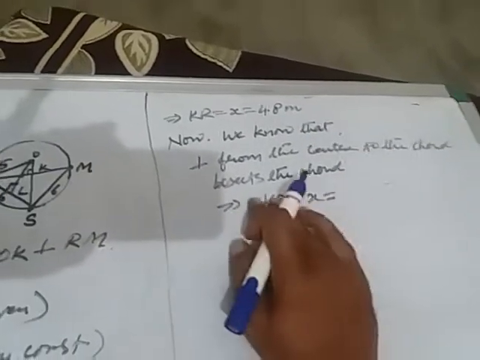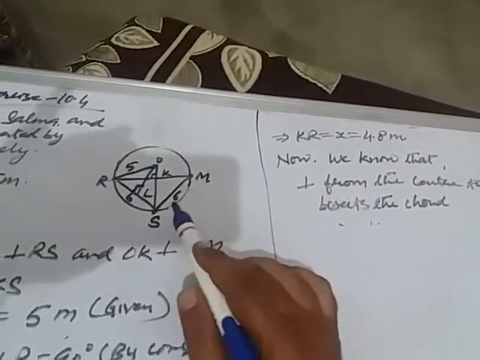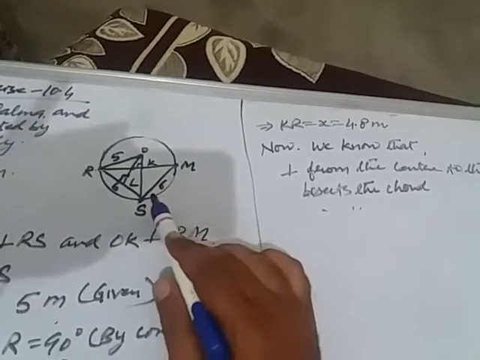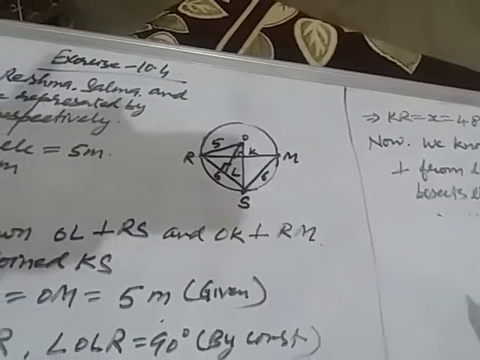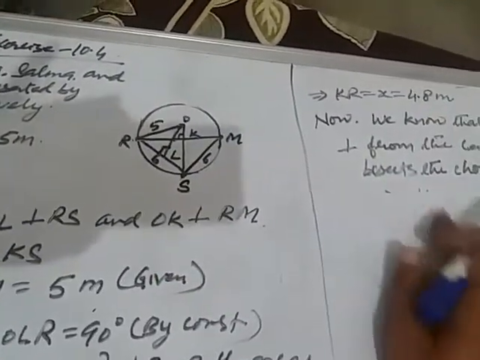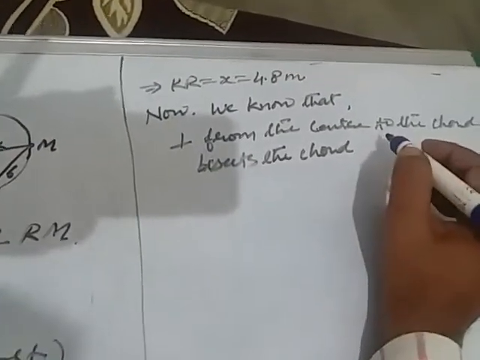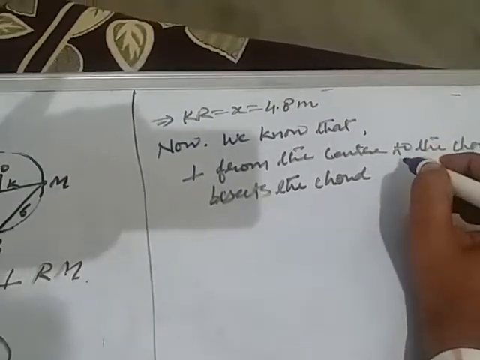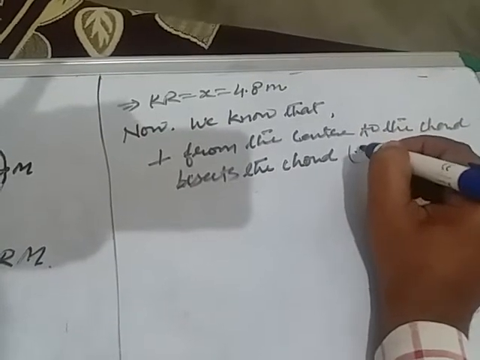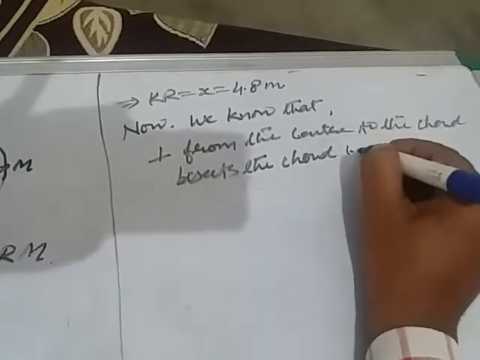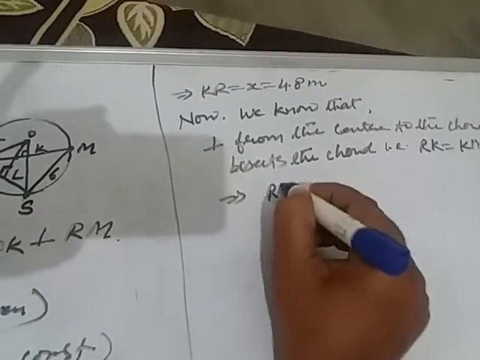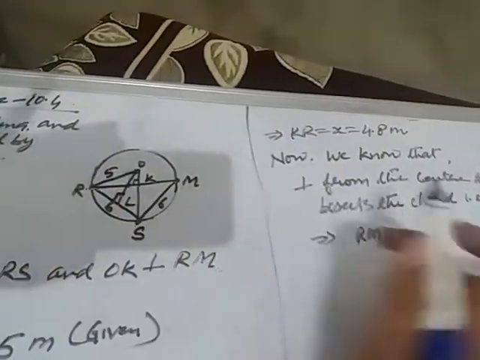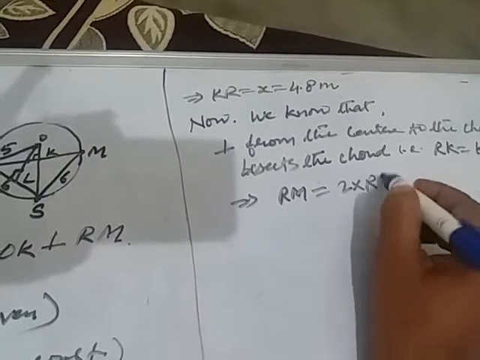This implies that KR equal to KM, this OK is the perpendicular, RM is the chord. Clear? Means RK equal to KM. Clear, children? Here you can write RK equal to KM, right? This implies that, children, you can write down RM equal to 2 into RK.